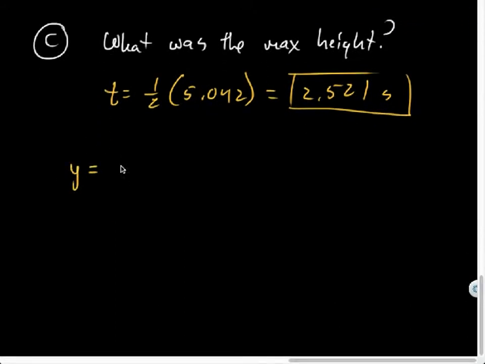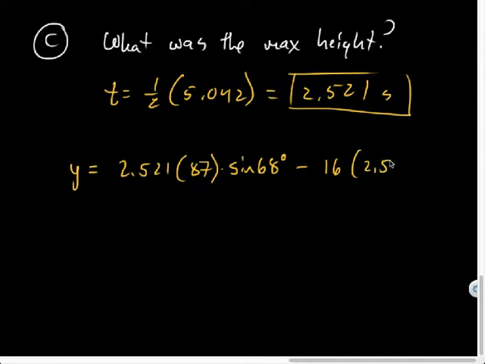So y is now unknown to me. T is 2.521 multiplied by the 87 times the sine, not cosine, of 68 degrees minus 16 times 2.521 squared. And if I evaluate this, 87 sine 68, close parentheses, minus 16 times second answer squared, I actually can get 101.669.